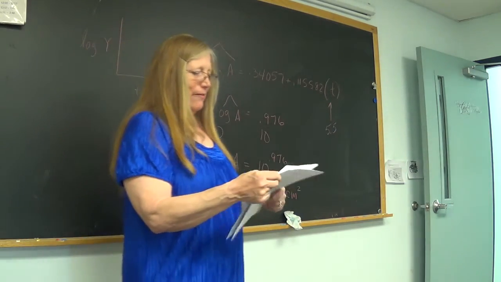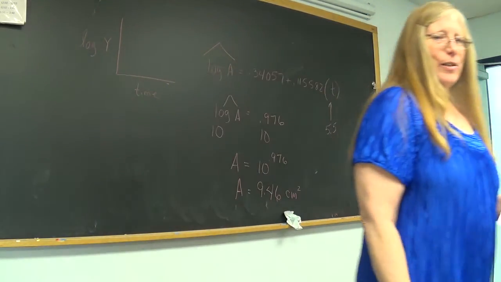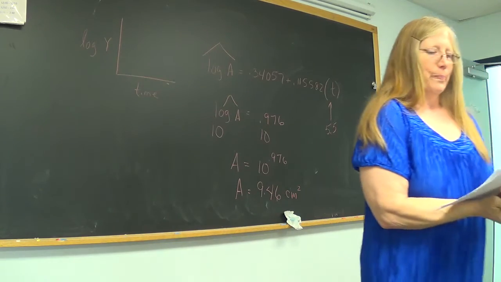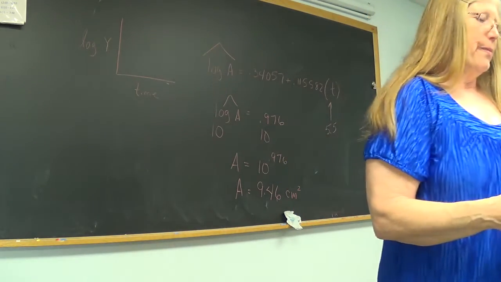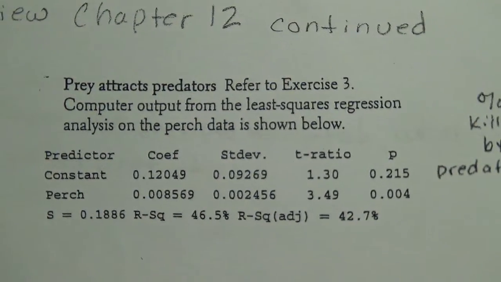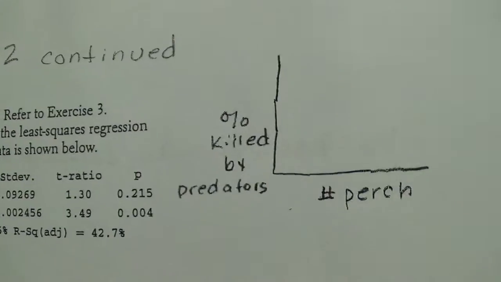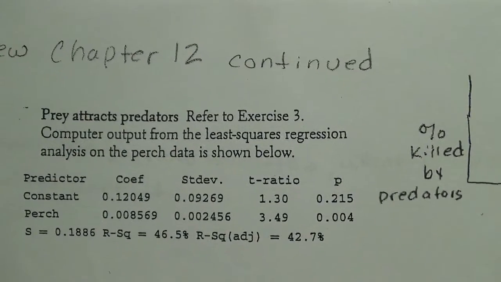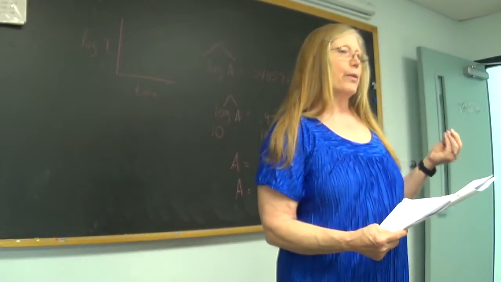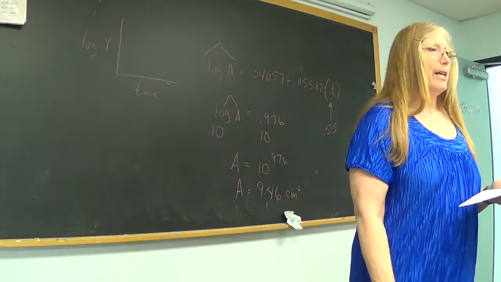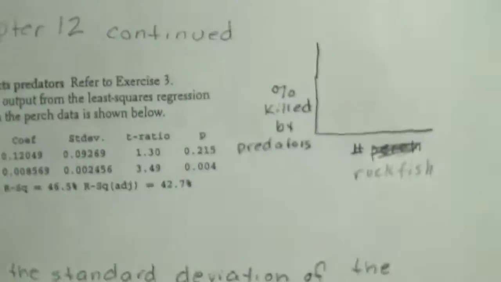All right, number 12. Moving right along, sorry there's a big space there, I was putting several packets together. We have a scenario where you have the number of fish. This is in honor of Kevin, who's on a fishing trip today. So we have number of perch. As that increases, we were wondering about the percent of those perch that are killed by predators.